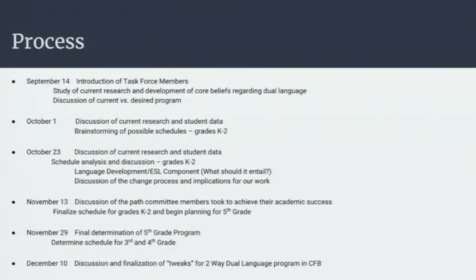Once the vision was determined, the task force analyzed district data and examined the current program's strengths and limitations. While the task force made changes to the one-way and two-way programs, the majority of time was focused on the one-way program, as the majority of our campuses operate under this model.